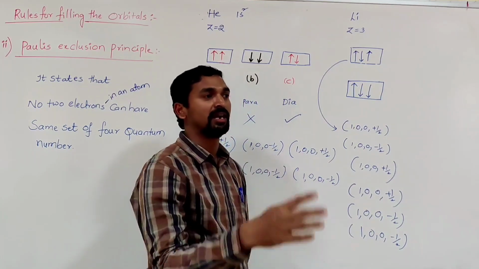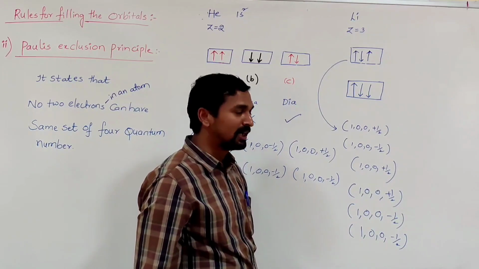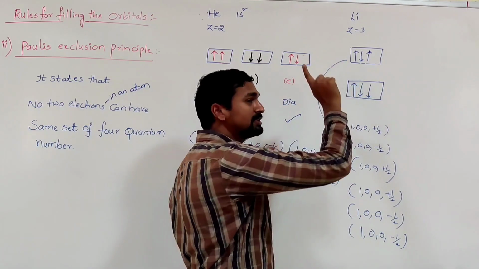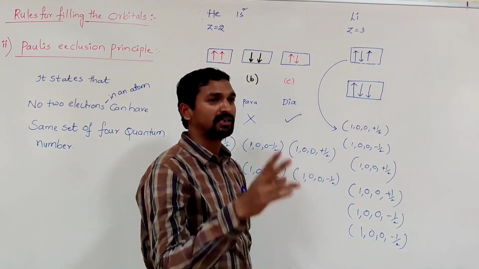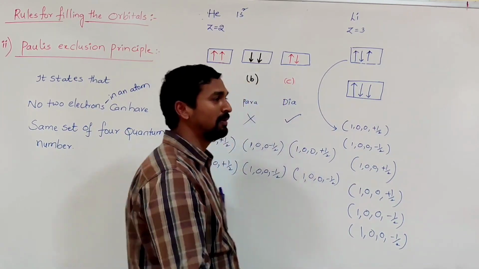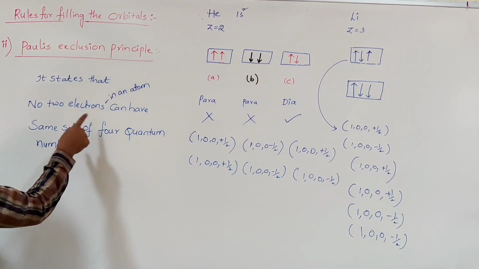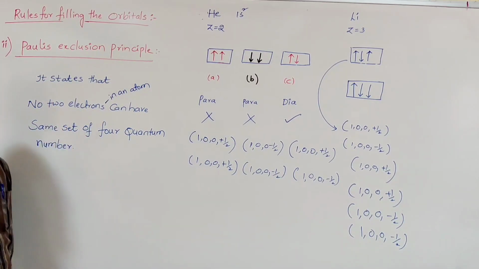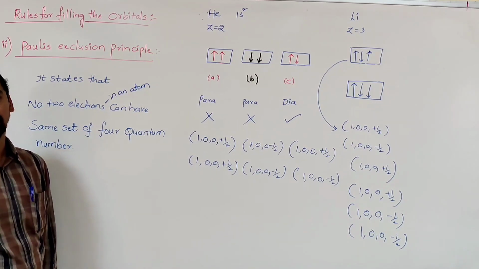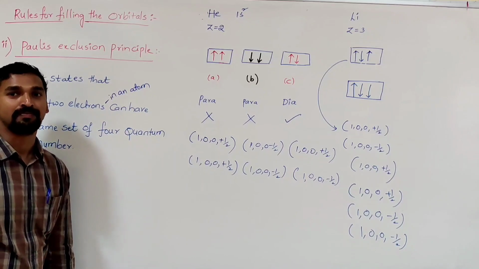Maximum, how many electrons can we accommodate? Only 2 electrons. So each orbital can accommodate a maximum of 2 electrons. Those 2 electrons must also have opposite spins. Then only will the 2 electrons never have the same set of quantum numbers. So this principle is called Pauli's exclusion principle.